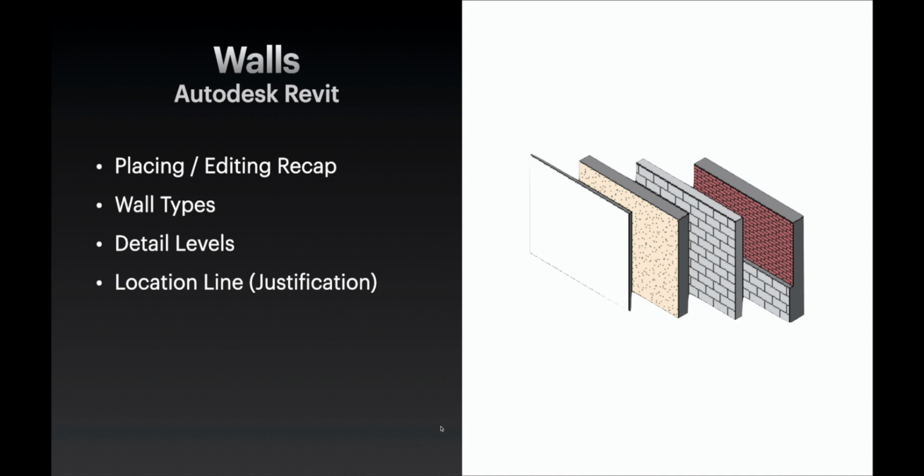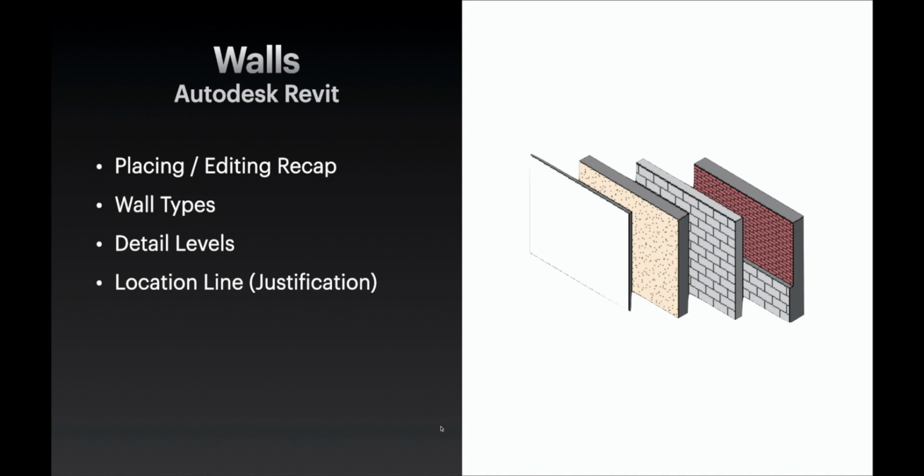Okay, in the next couple chapters of our Revit book, we're going to be going over the different categories that Revit has to offer and how to create custom types, as well as adjust certain instance parameters to add them to a project. We're going to start off talking about walls. We're going to do a quick recap on placing and editing them, as well as creating our own custom wall types, adjusting detail levels within the drawing area, and adjusting the location line or justification.